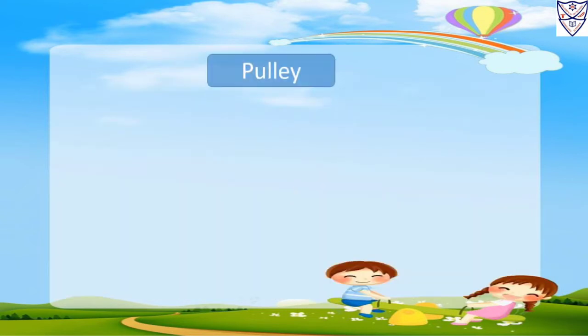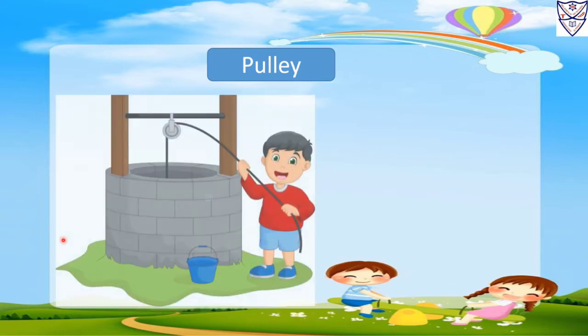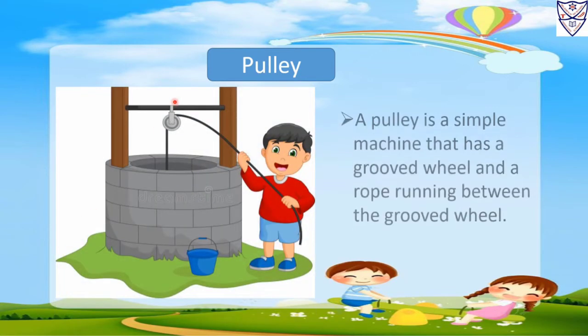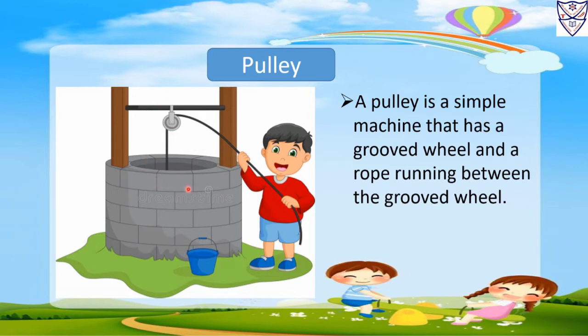Pulley. A pulley is a simple machine that has a grooved wheel and a rope running along the grooved wheel. It is used to lift heavy objects. Now here you can see this is called a pulley. The heavy object is attached to one end of the rope. Drawing water from a well with the help of a pulley is an example.